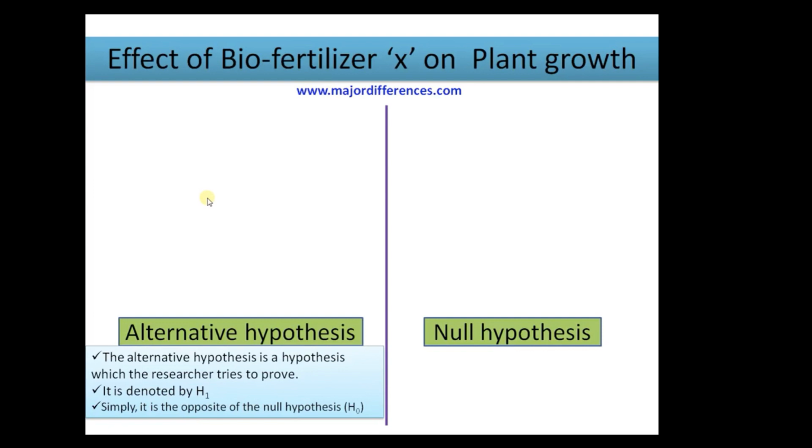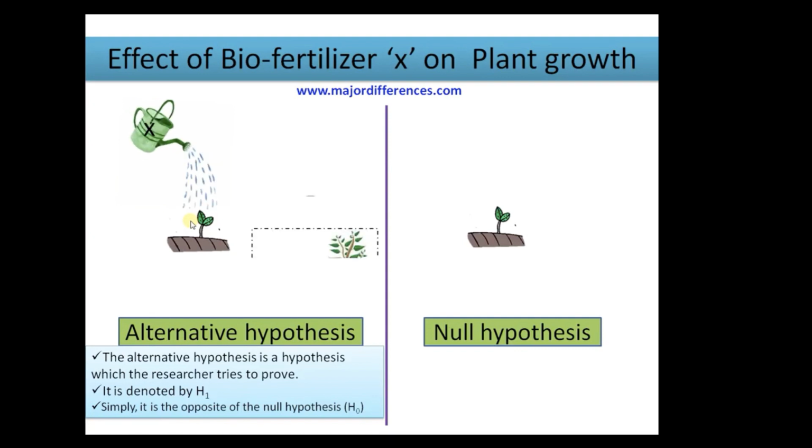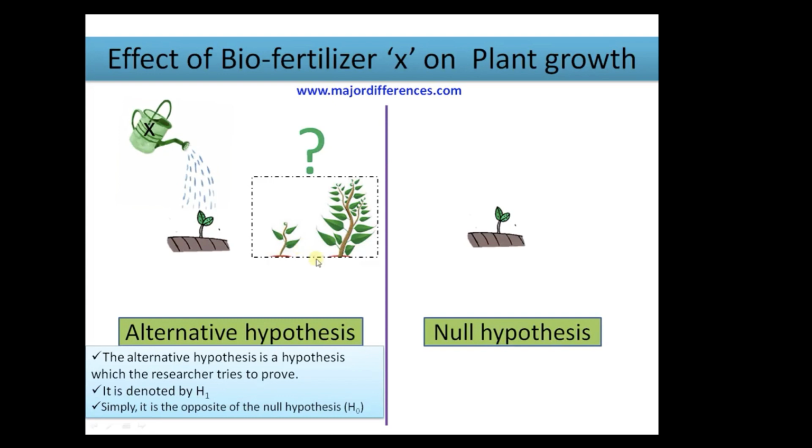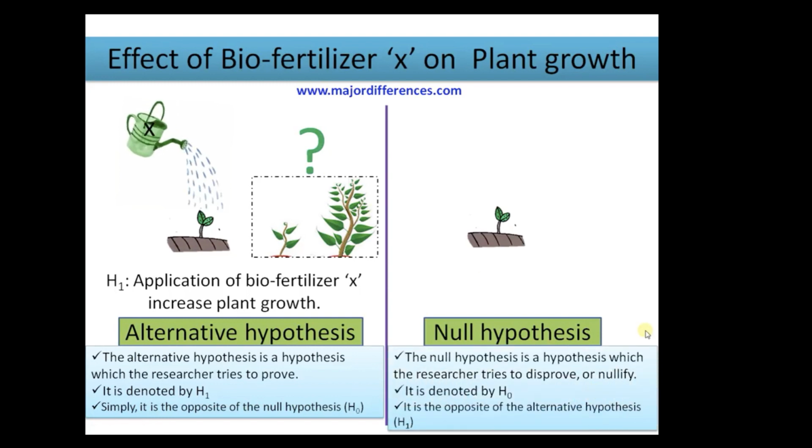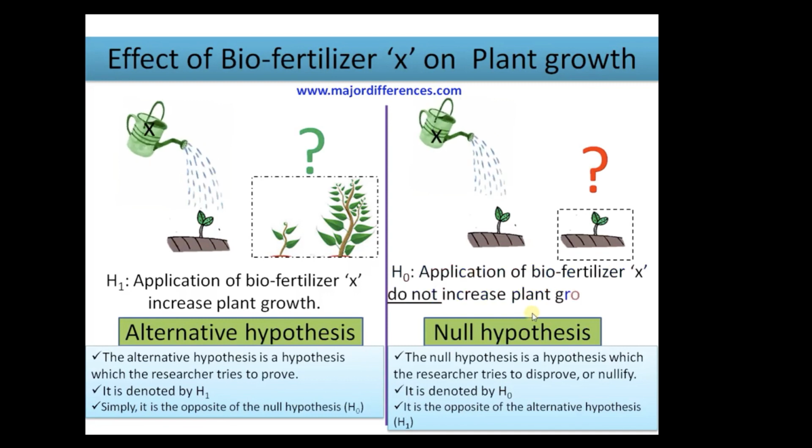Alternative hypothesis is a hypothesis that the researcher tries to prove, and it is denoted by H1, and it is simply the opposite of null hypothesis. In this experiment, the researcher is actually applying biofertilizer X, and he is predicting that this biofertilizer X increases plant growth. So therefore the alternative hypothesis for this problem is: application of biofertilizer X increases plant growth. Whereas null hypothesis is just the opposite of alternative hypothesis, and it is a hypothesis that the researcher tries to disprove or nullify. It is denoted by H0. The null hypothesis for this particular problem will be: application of biofertilizer X does not increase plant growth. So alternative hypothesis is the hypothesis that the researcher tries to prove, whereas null hypothesis is the hypothesis that the researcher tries to disprove. Now moving to the second difference.